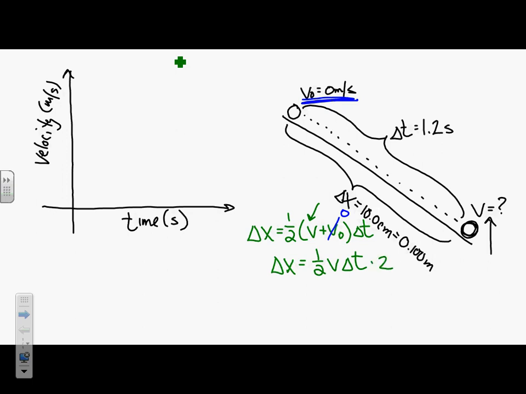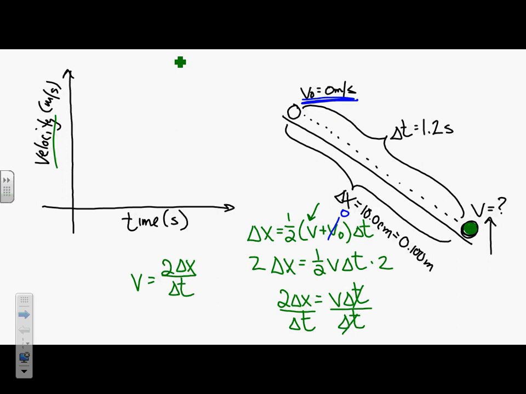Now I'm going to take care of the 1/2 by multiplying by 2. That gives me 2 delta x is equal to v delta t. And now I can divide both sides by delta t, just like so, and that gives me v. So now I have an equation for the final velocity at the bottom of this ramp, and that's what we're graphing up on this axis. So we have v equals 2 delta x over delta t.